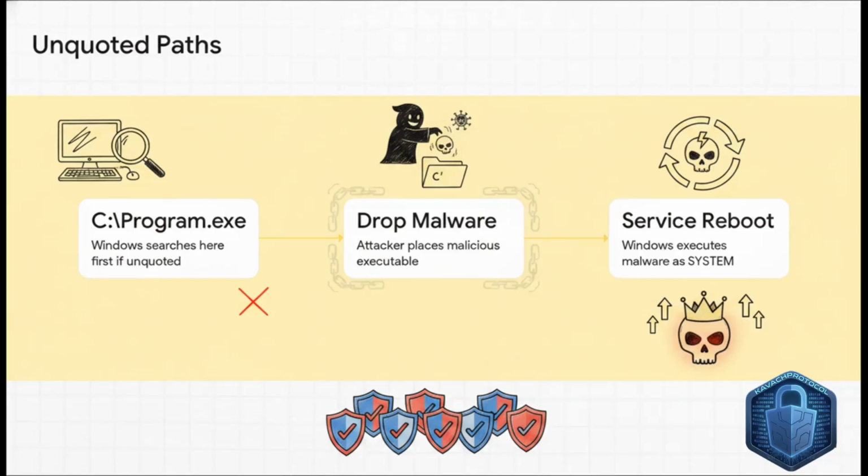So if your path is C:\Program Files\My Applications\service.exe, Windows first just looks for a file called program.exe directly in the C drive. An attacker can just create a malicious executable, literally name it program.exe, drop it right there in the root directory, and wait for a reboot. When the system restarts, Windows executes the attacker's file as SYSTEM. No way, right? But it works.